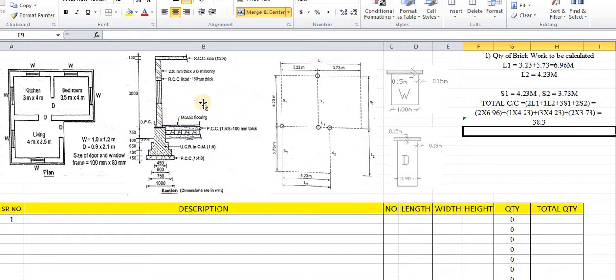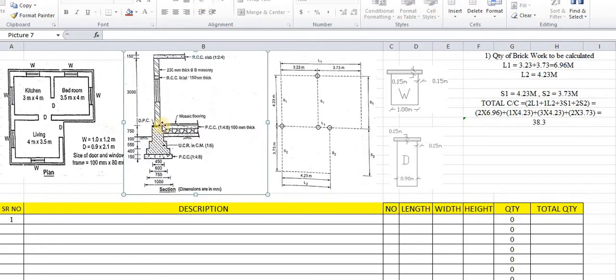Rest all quantities will be directly calculated. We can directly calculate the remaining things. But by long wall short wall methods, we have to find out for PCC, for UCR, for DPC, and for brickworks. Because if we are passing a center line, if we are dividing this figure section in two parts, it will be drawn from the center of this wall. So it will be passing from this center up to this point.